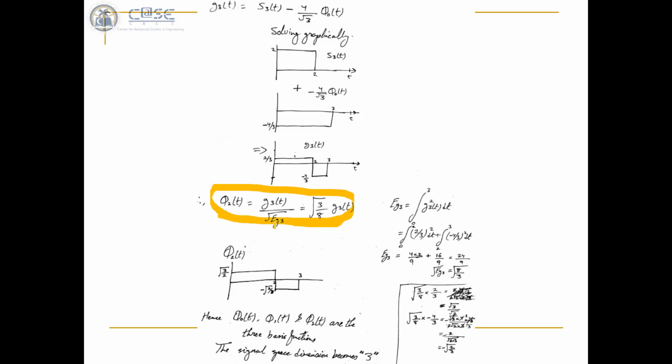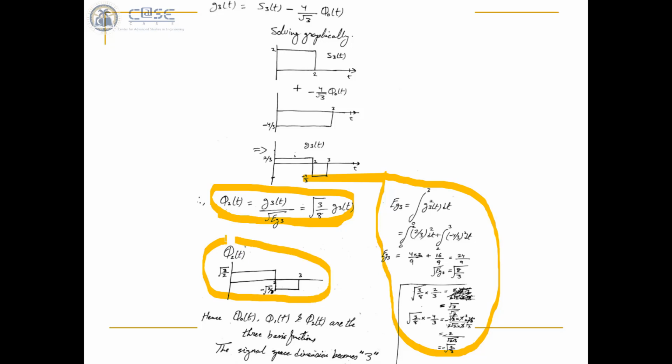How did you compute the energy of g3 of t? This is done here in this rough work. You can follow this rough work here to compute the value of the energy of g3 of t, which comes out to be the square root of 3 by 8, right? So this is the last basis function that we have computed. We have three basis functions, phi naught, phi 1 and phi 2. The signal space dimension comes out to be 3 as a result.